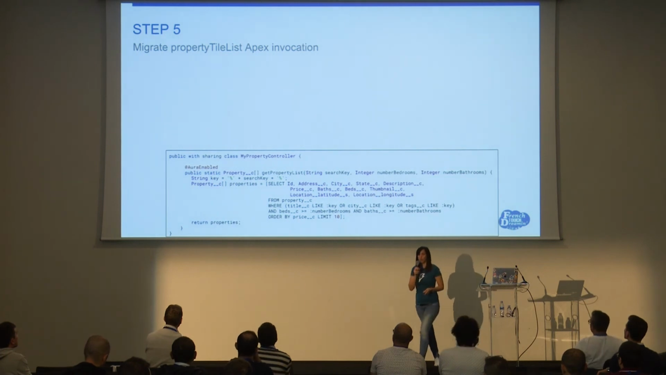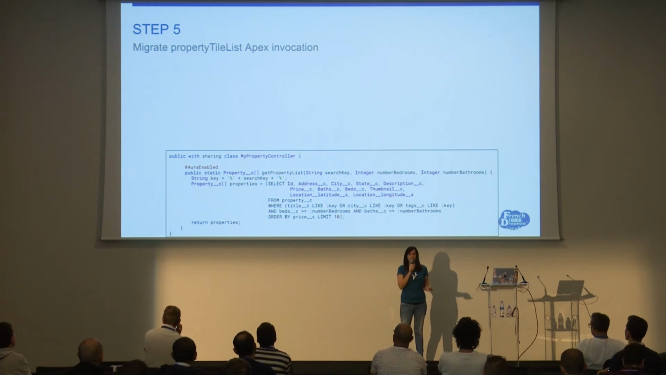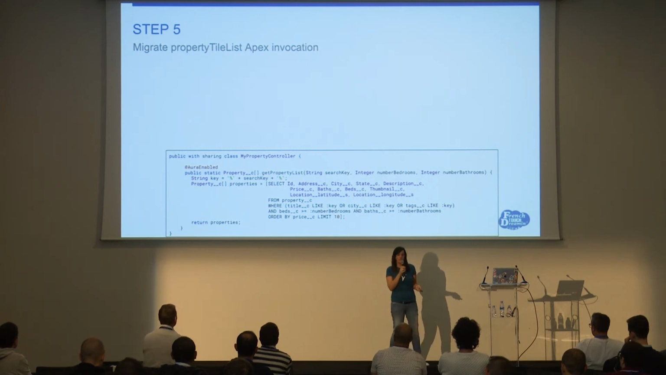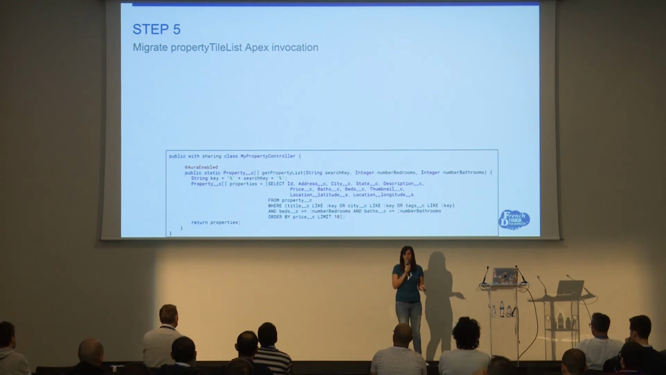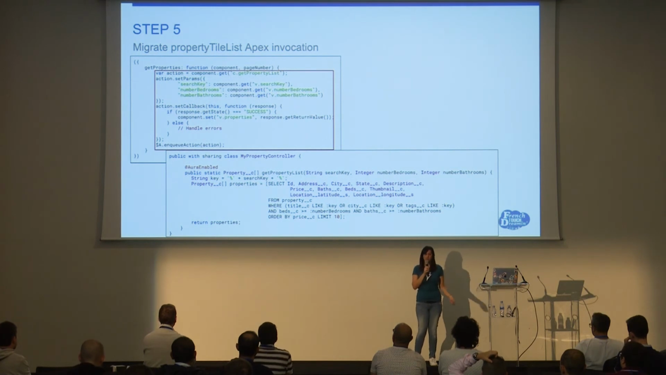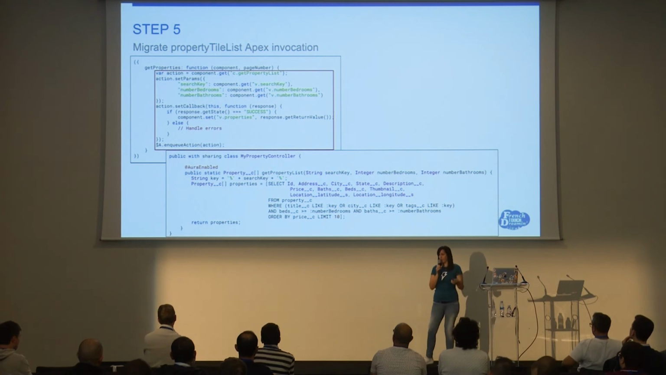Okay, so in Aura, we were using an Apex controller. In Apex controller, we had a method defined to which we could pass the search key and the number of bedrooms and bathrooms, and we were doing a query in the database and returning that. This method was Aura-enabled. This was a requirement from Aura components. And then in our controller file or in our helper file, we were calling that Apex method as an action and doing something with the result.